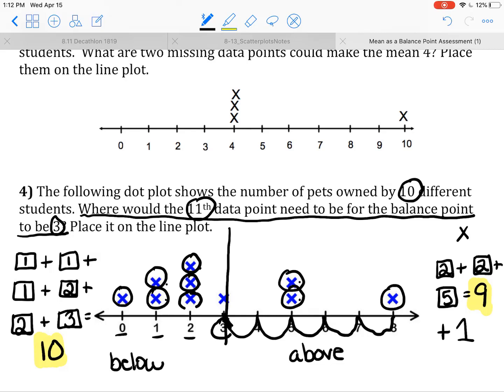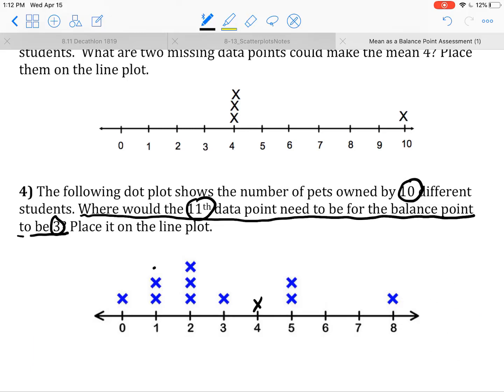That does not mean we are adding an x to the 1. It means that we are adding an x that has a distance of 1 from the balance point above the balance point. Well, if I start at the balance point and I go 1, I would put an x here. So that's my final answer. The answer to this question is 4, because that is where I would need to put that 11th data point in order for the balance point to be 3.